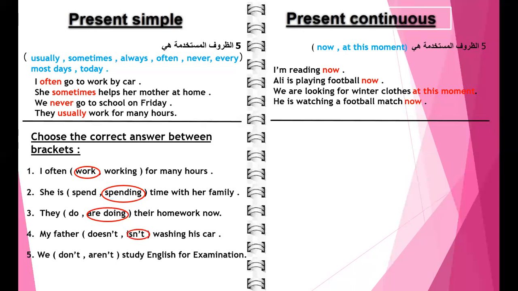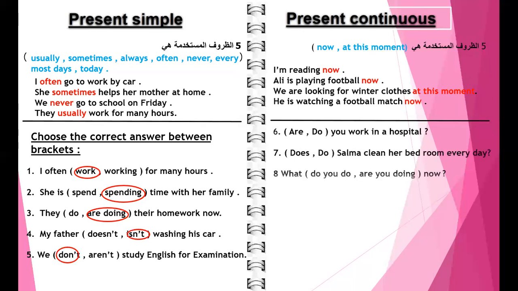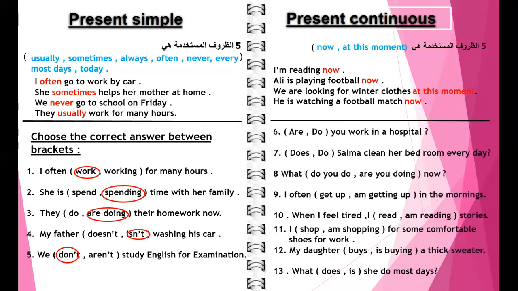5. We don't or we aren't study English for examination. نلاحظ الفعل الرئيسي study without ing. So we can't use aren't. منطق نستعمل aren't بالجملة لأن الفعل غير مضاف له ing. So this is a present simple. We say we don't study English for examination. We have another examples.